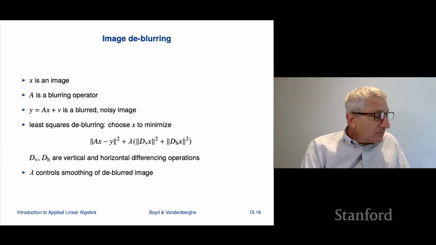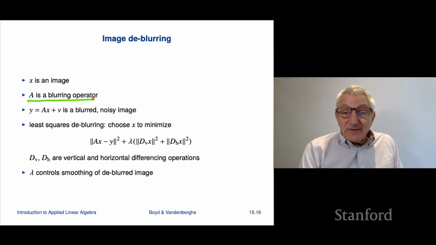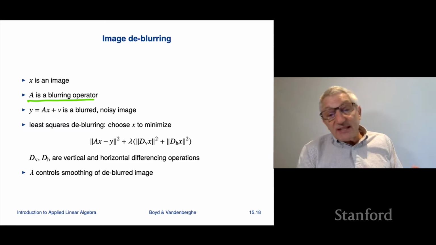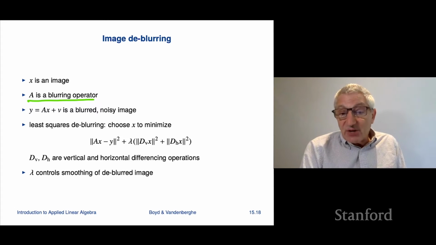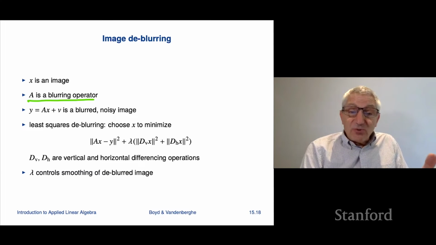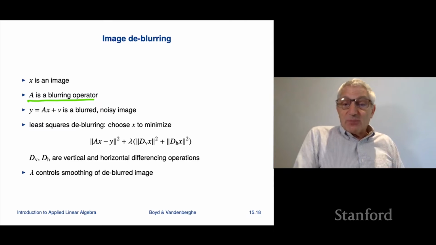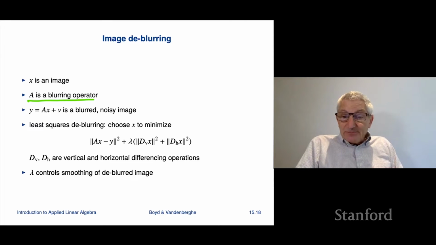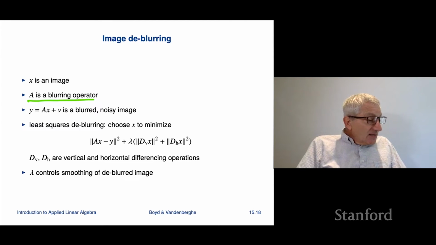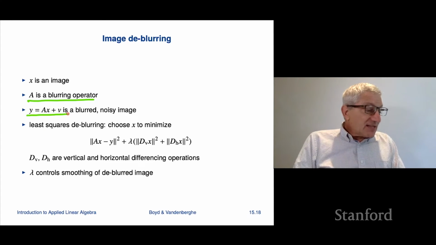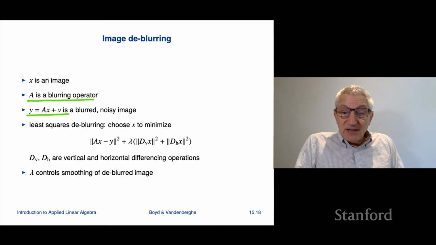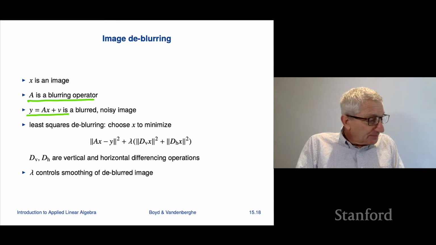Then the matrix A is a blurring operator. We've seen that. It could be like a convolution. That's a very simple model of how some optical systems work: you convolve what you really see in the image plane to get what you actually observe or measure in your microscope or camera. So you can think of y equals Ax plus v as a blurred, noisy image. We'll see examples of it pretty soon.